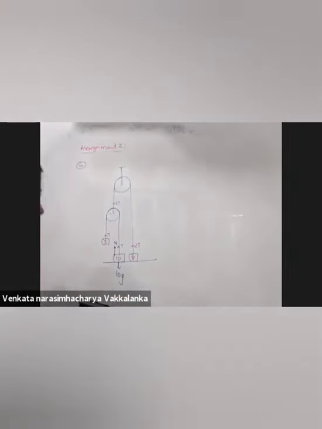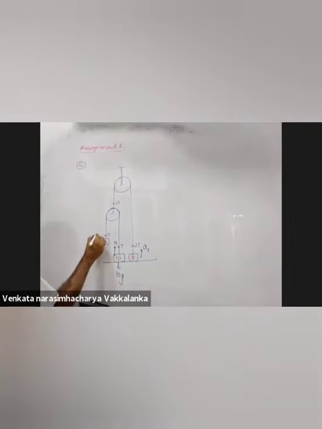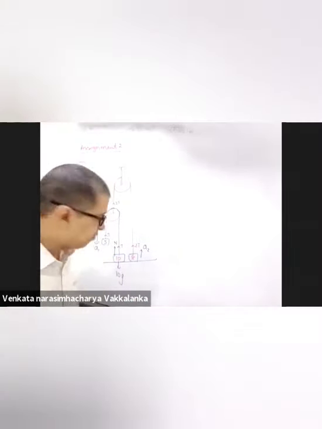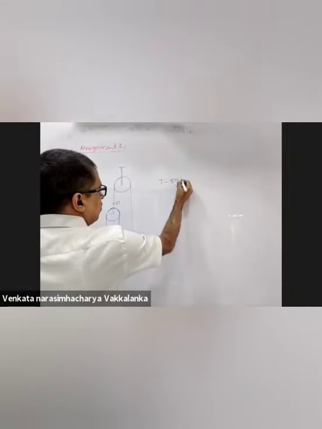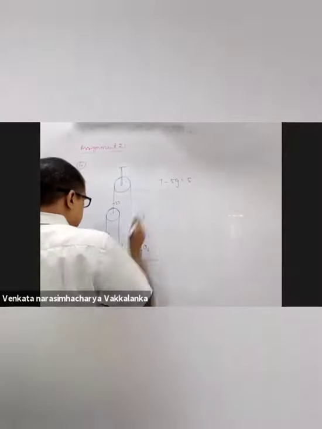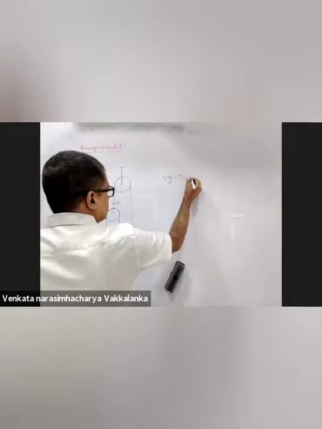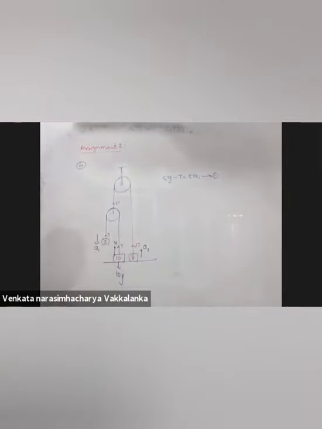Now see, traditionally, what will I do? I will take this to be going up with an acceleration of a2. I take this to be going down with an acceleration of a1. I may be wrong in any direction. Nothing to worry, the problem will take care of itself. Now see the dynamic equation here. 5G minus T is 5A1.